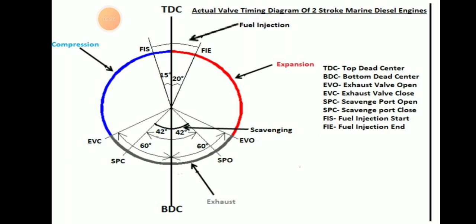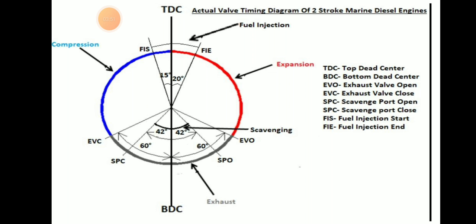Then the actual valve timing diagram of a 2-stroke engine. Here we can say there are 2 strokes, that is expansion and compression. During the expansion stroke, the fuel injection starts. That means fuel injection starts at 15 degrees before TDC, and it will end at 20 degrees after the TDC. So fuel injection happens during this period.